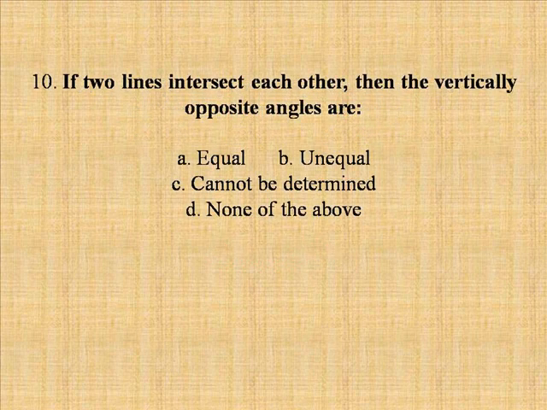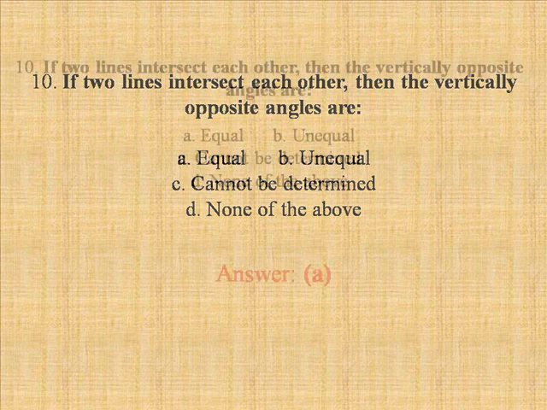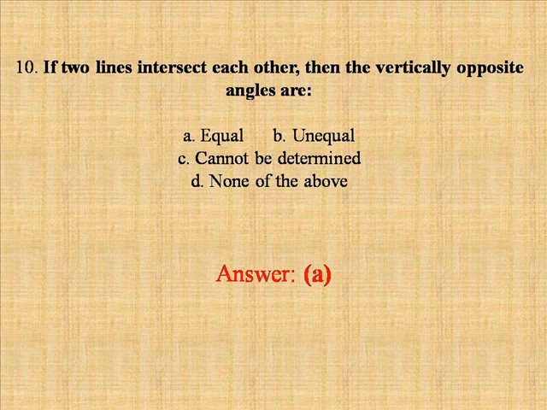Number 10. If 2 lines intersect each other, then the vertically opposite angles are, and you have 4 options. 2 straight lines are intersecting, so vertically opposite angles will form and you need to find the answer. Let's see the answer. The vertically opposite angles are equal. You know this theorem: if 2 lines intersect each other at a point, then the vertically opposite angles so formed are equal. So this is the answer to the 10th question.